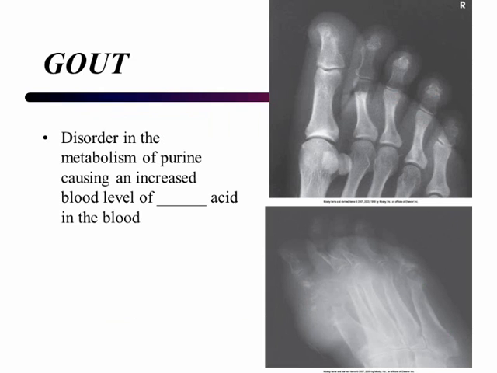Gout is a disorder in the metabolism of purine in which an increase in the blood level of uric acid leads to the deposition of uric acid crystals in the joints, cartilage, and kidney. Acute gout manifests primarily as an exquisitely painful arthritis that initially attacks a single joint, usually the first metatarsal phalangeal joint. These images are AP oblique projections of the foot, where they've magnified them to demonstrate gout. In the image we can see effusion with tophi deposits at the first, fourth, and fifth metatarsal phalangeal joints.